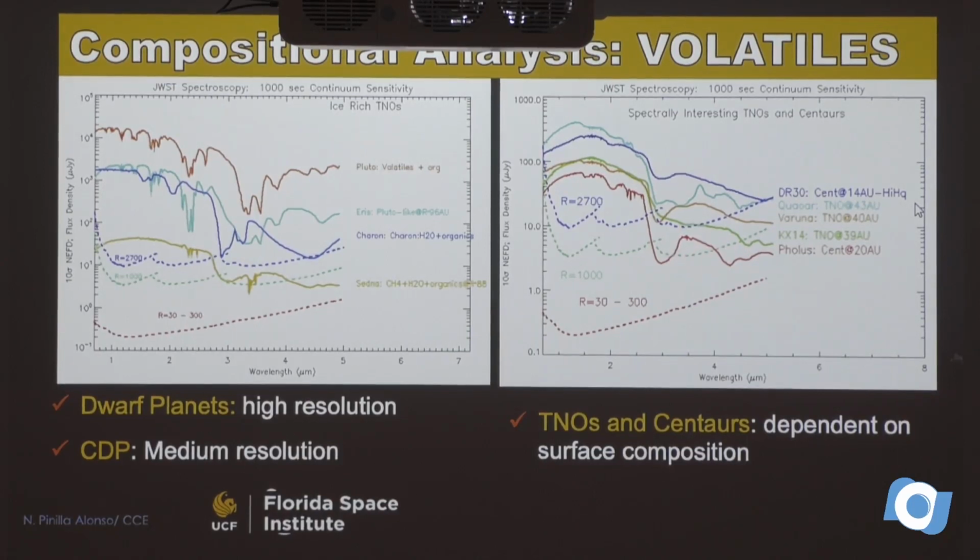So the best option for the regular size TNOs and Centaurs is the low resolution. And I mean it's low, but it's even better than the one that we get on ground-based spectroscopy. And also we saw before with the reflectances that the bands that we are aiming to find are very broad. So we were sure that we could do it.